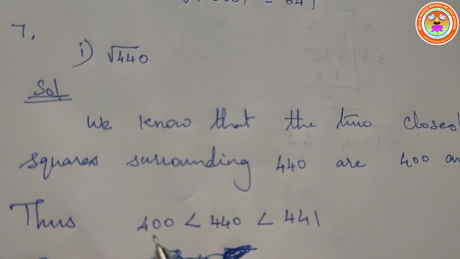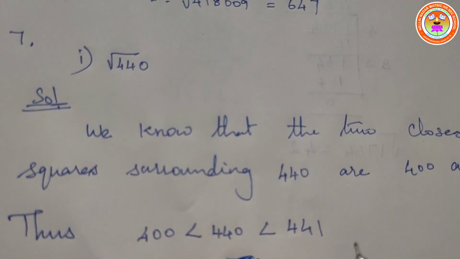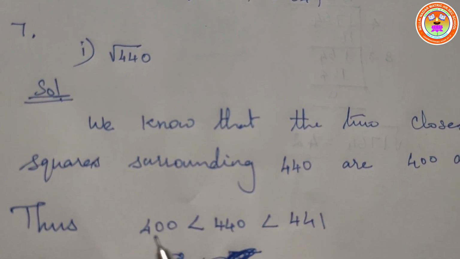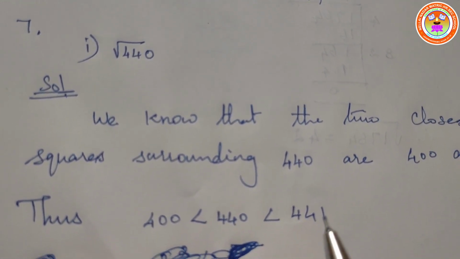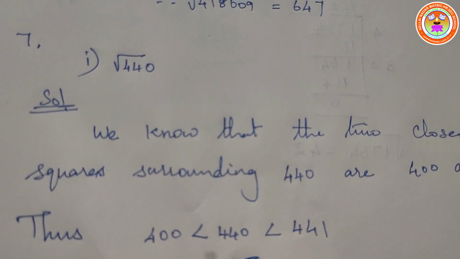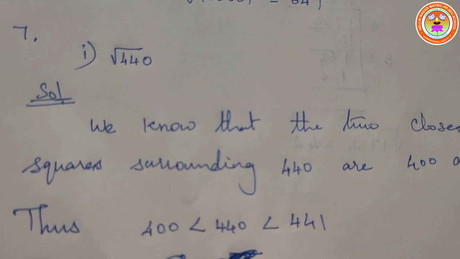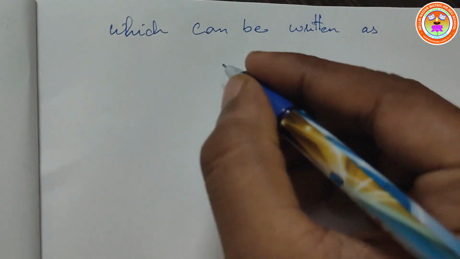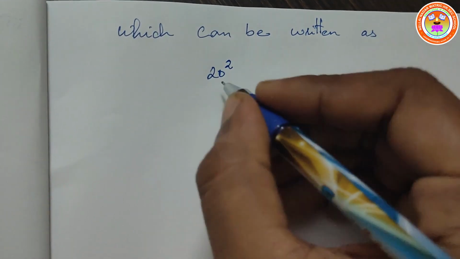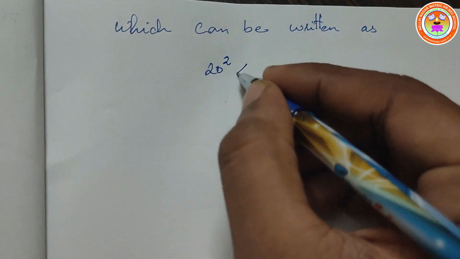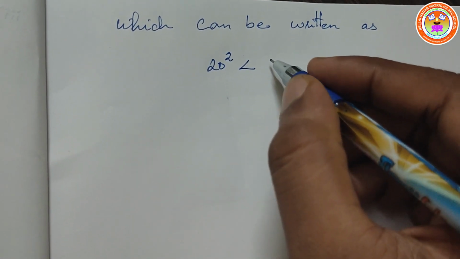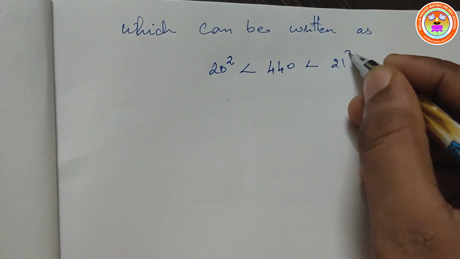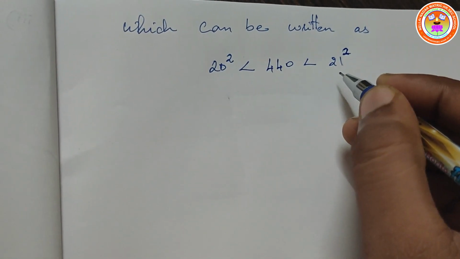It lies between 20 square and 21 square. That is, 440 lies between 20 square and 21 square. 20 square is nothing but 400, and 21 square is 441. It lies between 20 square and 21 square, which can be written as 20 square, which is 400, is less than 440 is less than 21 square, which is 441.